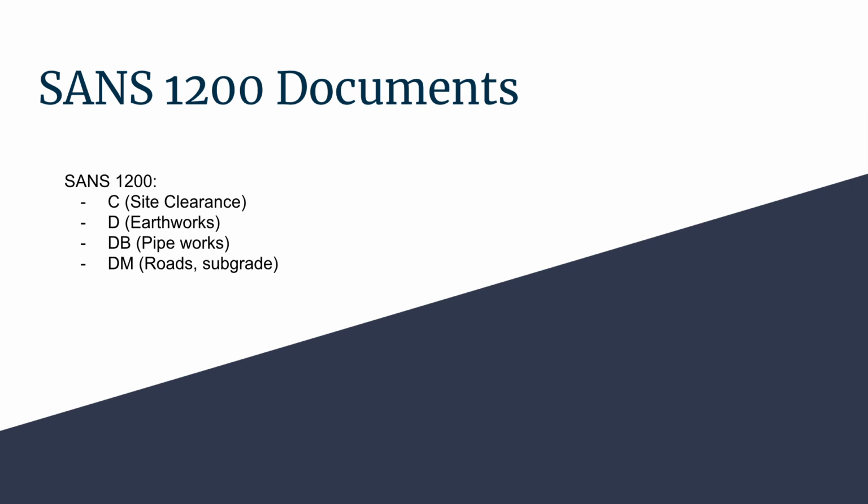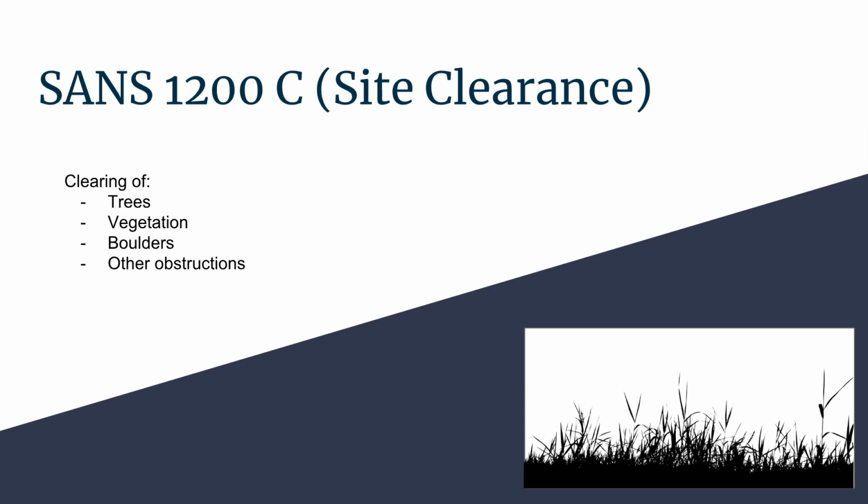The SANS 1200 documents detail standardized specifications for civil engineering projects in South Africa. The documents each detail the scope, definitions, material classification, plant requirements, construction method, tolerances, testing, and measurement and payment for each specification in question. The following SANS documents were consulted for this case study. SANS 1200C covers site clearance. This specification is involved with the removal of vegetation, boulders, and surface obstructions, such as trees or structures.